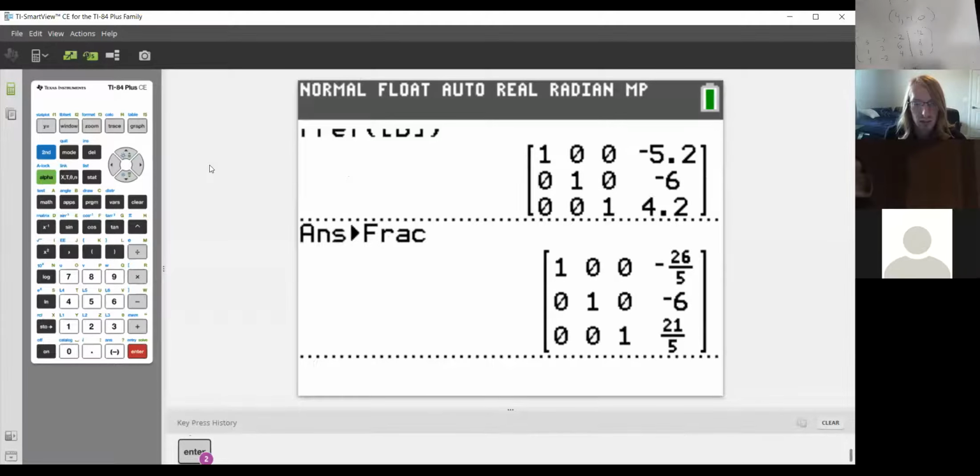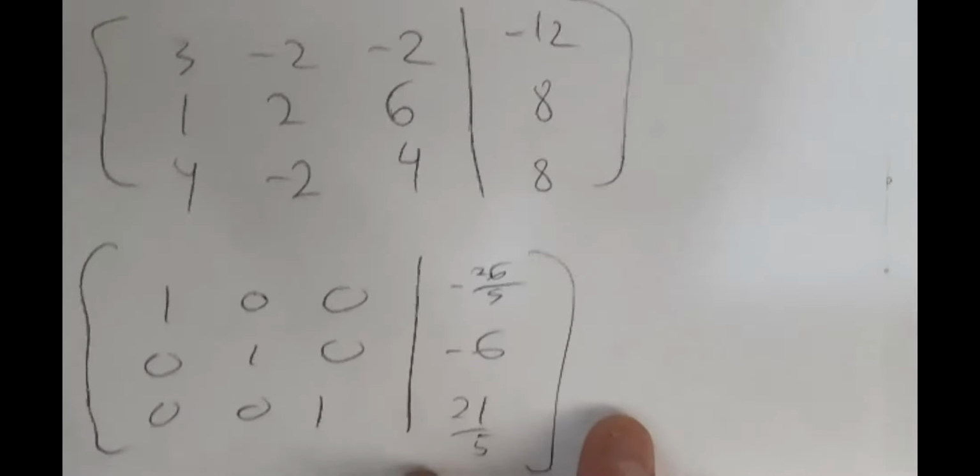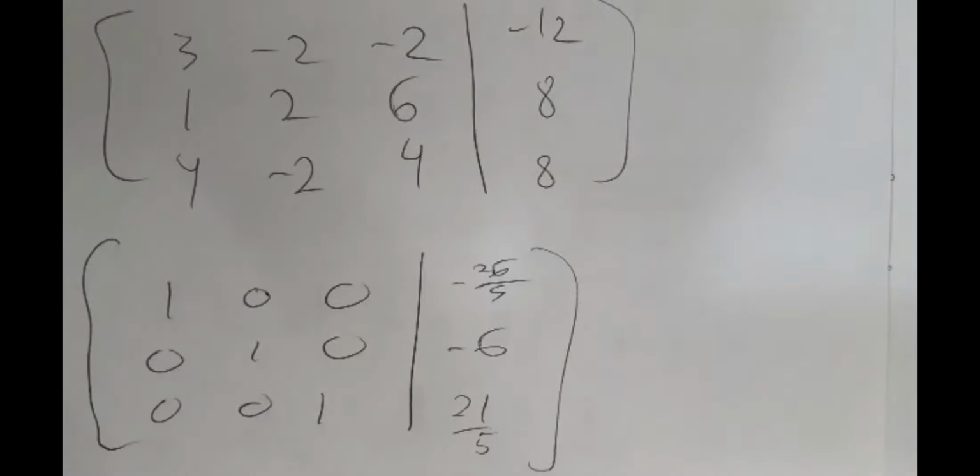Minus 26 over 5, minus 6, and 21. And let me stop my screen. Let me go back to this thing. There's the matrix I put into the calculator. There's the thing that it's spitting out at me.